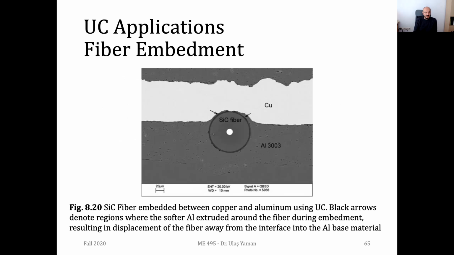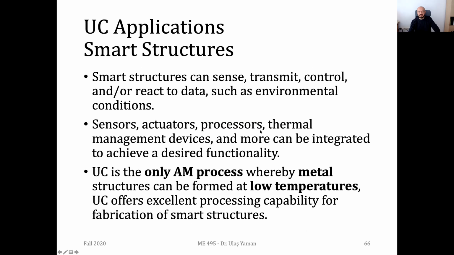Here we have an example. You see we have silicon carbide fiber. The circular one is silicon carbide fiber, and it's embedded in between aluminum and copper. So you see it's embedded into the aluminum margins. It's softer than copper. That's why it's more into the aluminum material. It's softer and covers the silicon carbide around. So these are all possibilities, all types of applications we can have with ultrasonic consolidation.